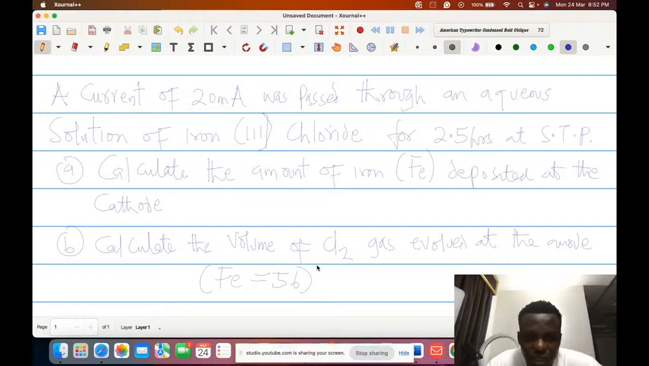Now, this is actually the nature of questions you're going to see in your exams under electrolysis. Once I'm done with this particular calculation, class, I'm not going to solve questions based on electrolysis again, because any other question you get to see in exams, you should be able to tackle them effectively.